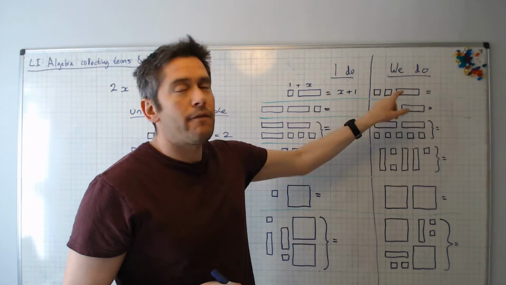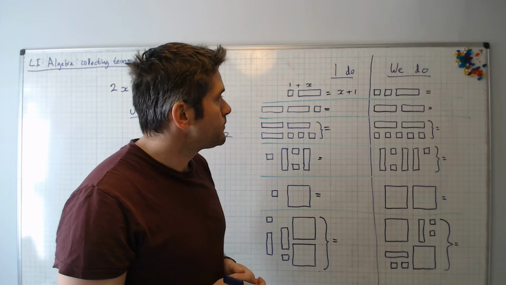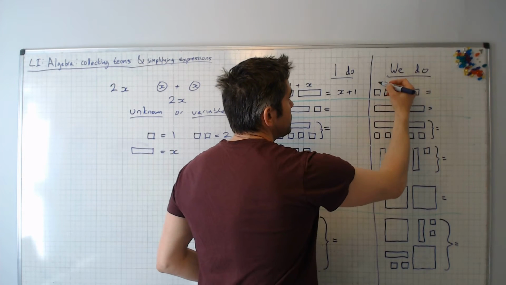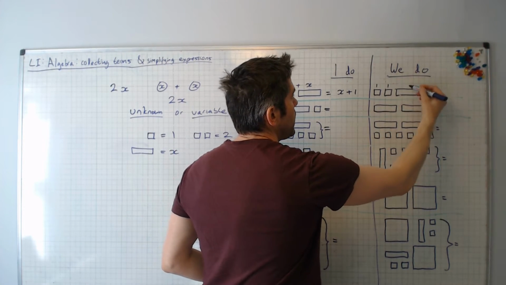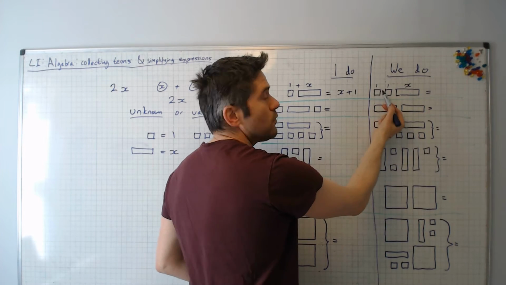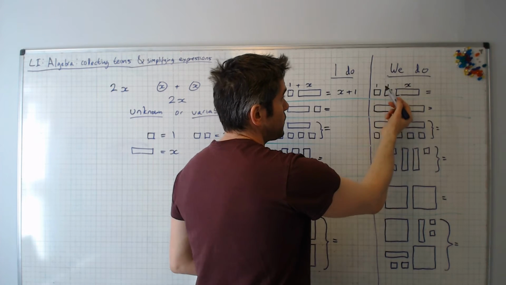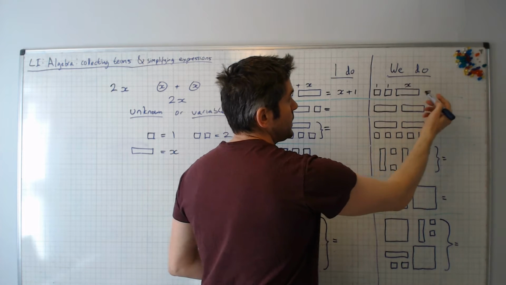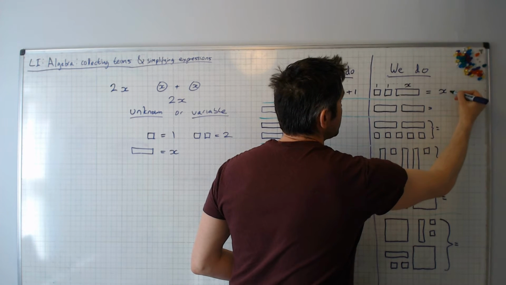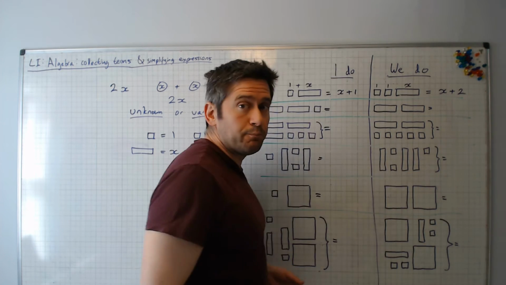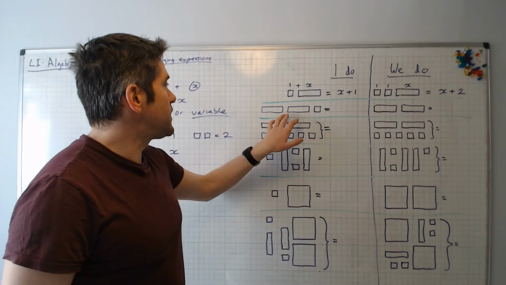Pause the video and have a go at this one. So in this case, we have 1 plus another 1 plus x. We know that 1 plus 1 makes 2. So we have 2 plus x. Again, we write the x first. So we're going to write x plus 2. On to the next one.